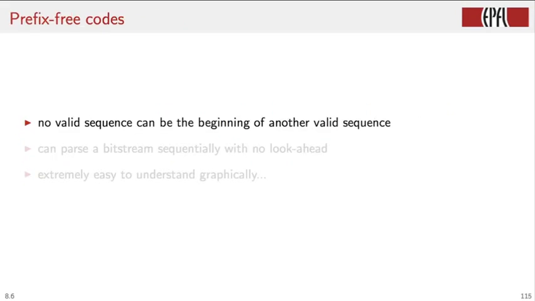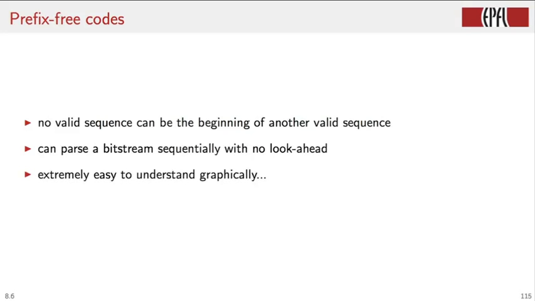The answer is yes, and the way we go about doing this is by using so-called prefix-free codes. The fundamental intuition behind prefix-free codes is that no valid sequence can be the beginning of another valid sequence. This will be much clearer in just a second when we see this graphically, but the result is that we can then parse a bit stream sequentially without the need to look ahead for the next symbol and be absolutely sure of the boundaries between different binary words.